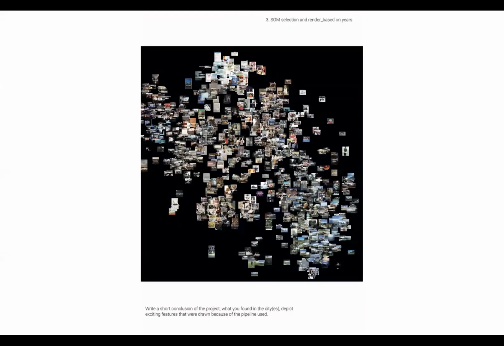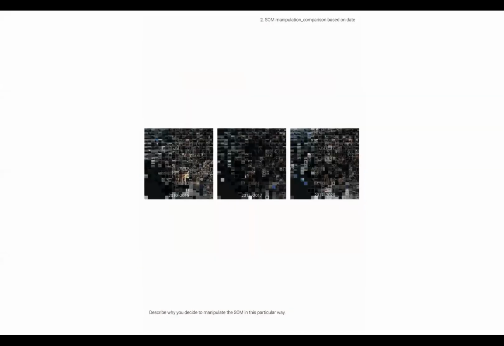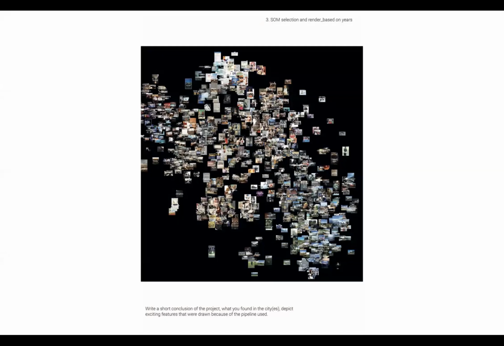The third step is the selection. So here you have to filter some cells that you found through this manipulation, and then render them in this feature space. So we see the whole spectrum of the images or text that you have selected within this process of creating the SOM, then manipulating, and then selecting. And you can do it in many ways.